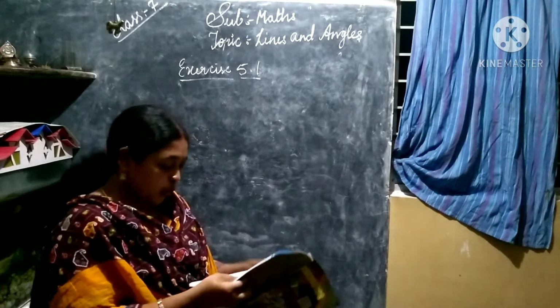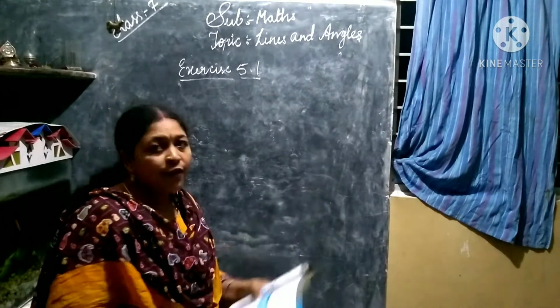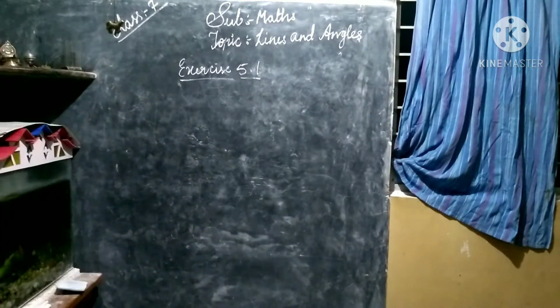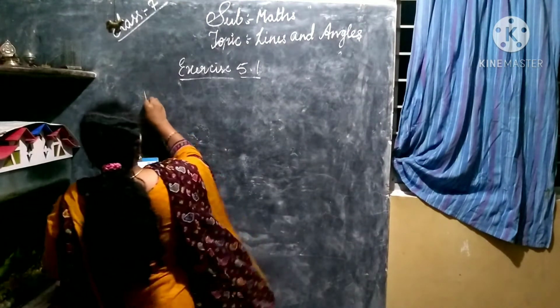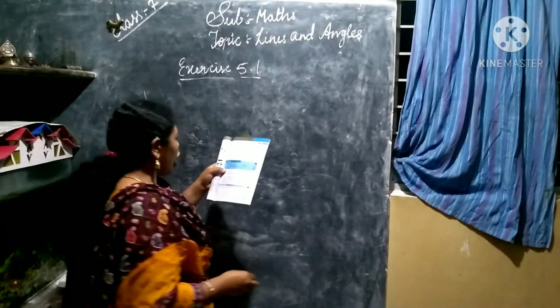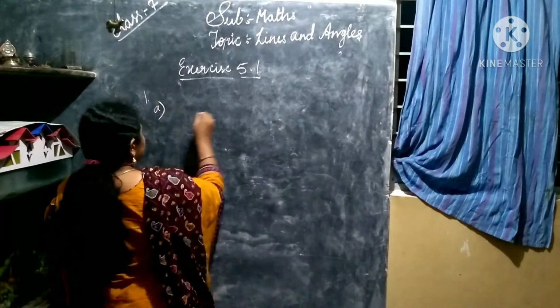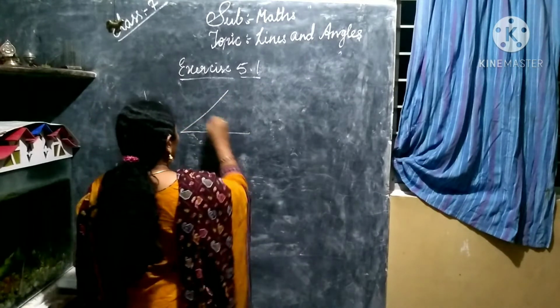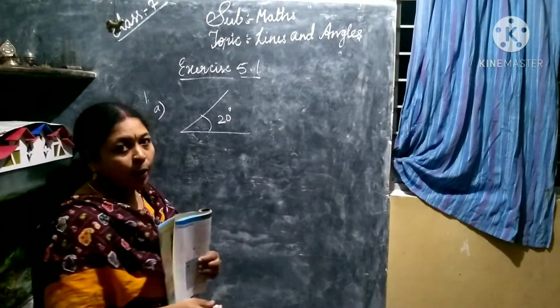Here, look at the first question. It says, find the complement of each of the following. Look at the first one. As it says, find the complement of the following angles. Look at the first one. It is angle 20. So, when the angle is 20, what will be the complement of the angle?